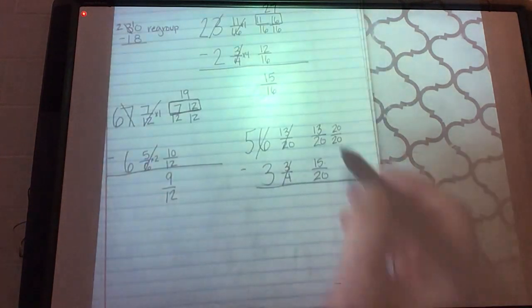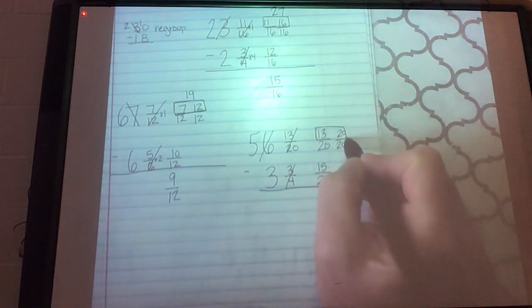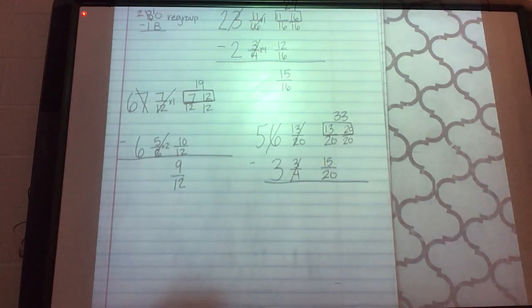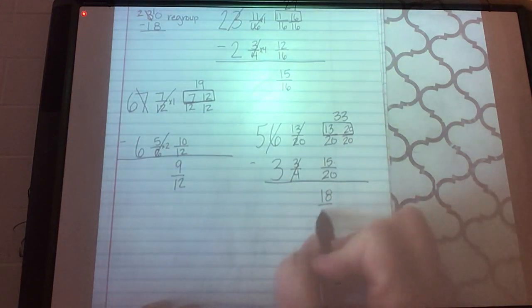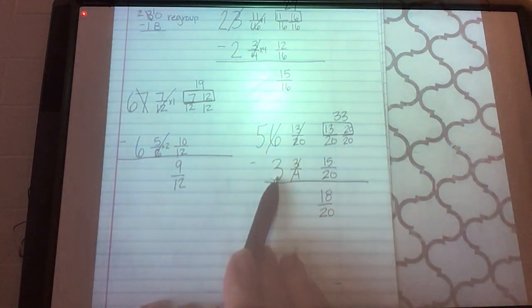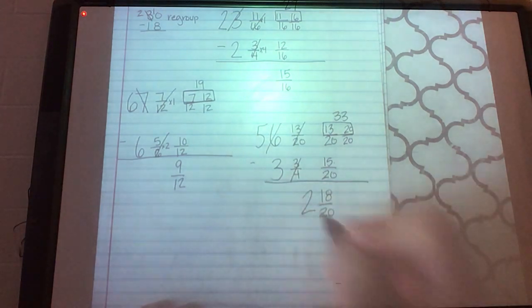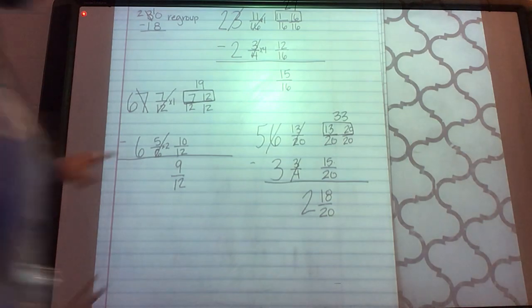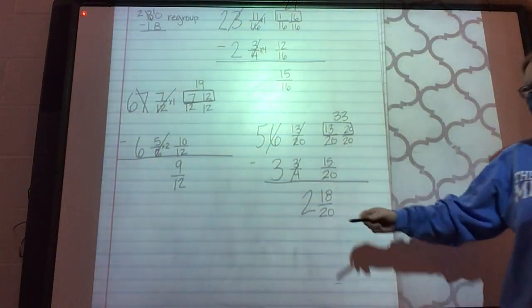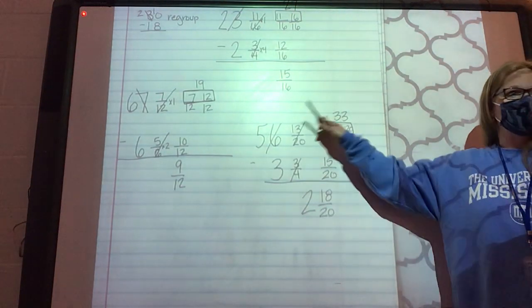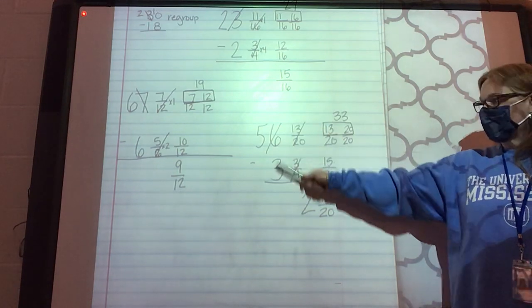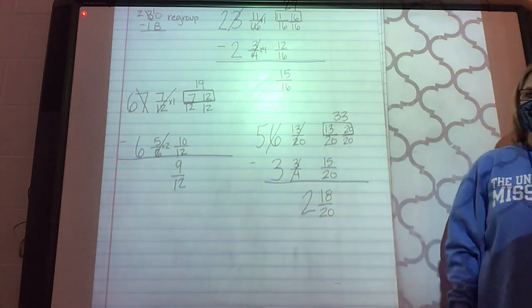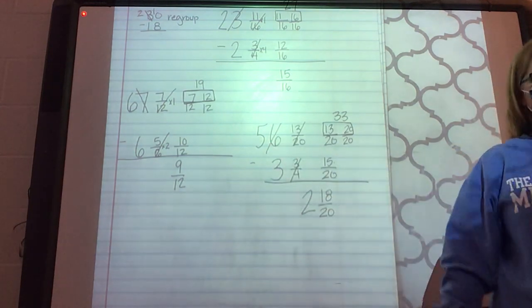So what do I have as my numerator? 33. 33 minus 15 is 18. So 18/20, and don't forget to subtract 5 minus 3, 2. I cannot tell you how many people will end up with 3 and 18/20. They regroup, but they subtract first and then regroup. Don't do that. Subtract your whole numbers last, so when you regroup, you know what this one is.